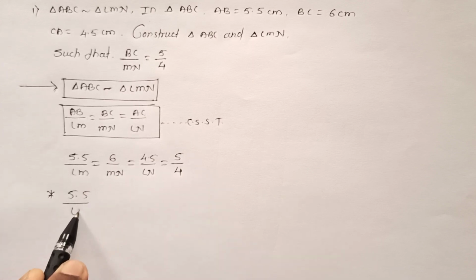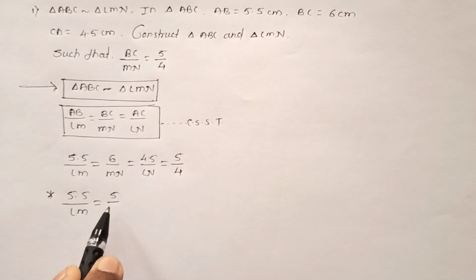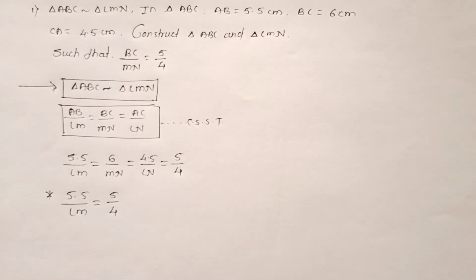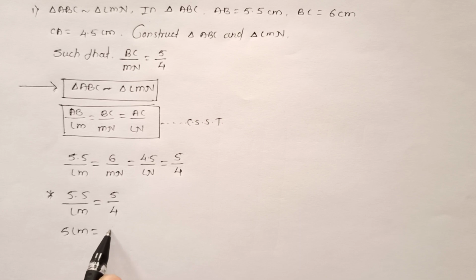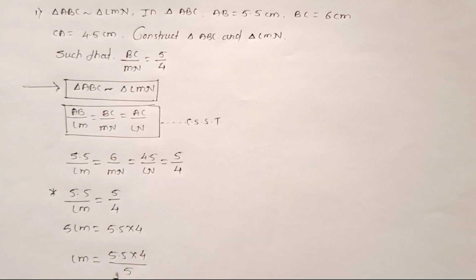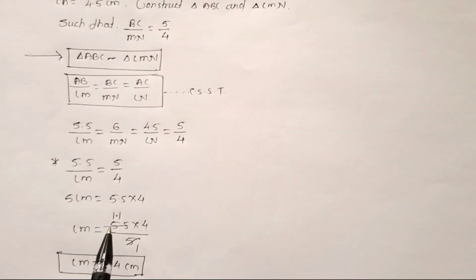5.5 upon LM is equal to 5 upon 4. So by making cross multiplication, this will be 5 LM is equal to 5.5 into 4. Now transfer this 5 to the RHS. So it will become LM is equal to 5.5 into 4 upon 5. So let's divide 5.5 by 5. 5 ones are 5, again 5 ones are 5, 5 ones are 5. So this will be 1.1. So look at this, 1.1 into 4, that will be LM is equal to 4.4 centimeter.